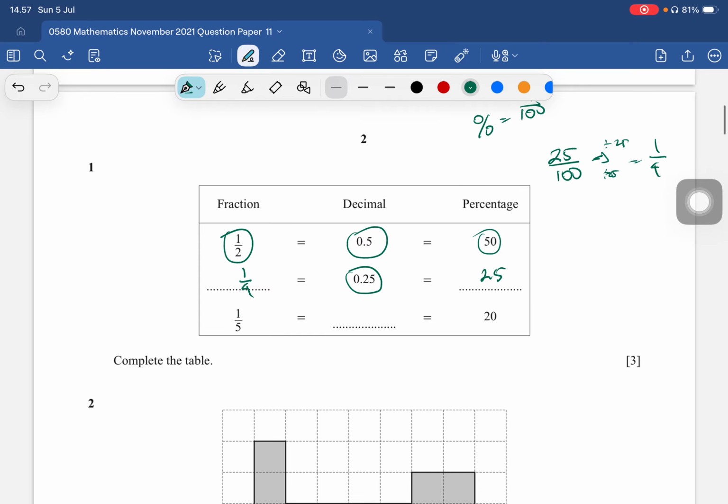Okay, we've got 1 over 5, and then we've got 20%. We can make it 1 over 5 by dividing by 5. This is 0.2. We get 0.2.